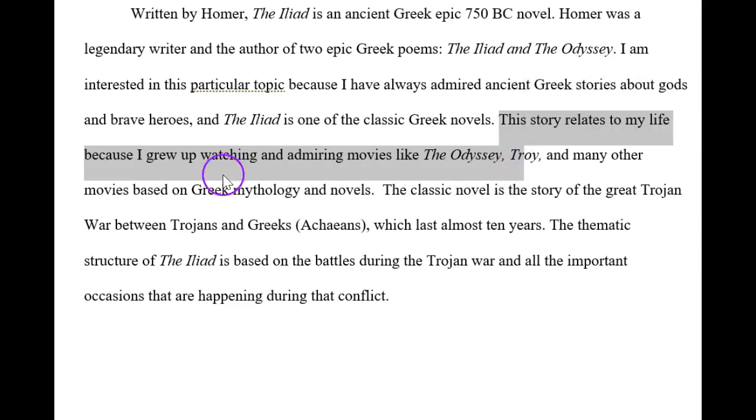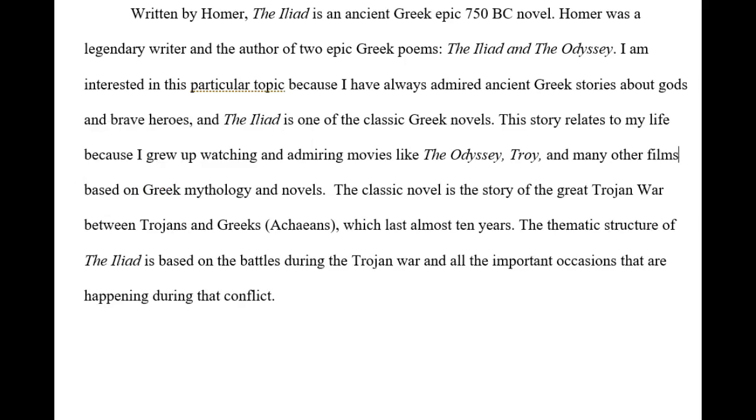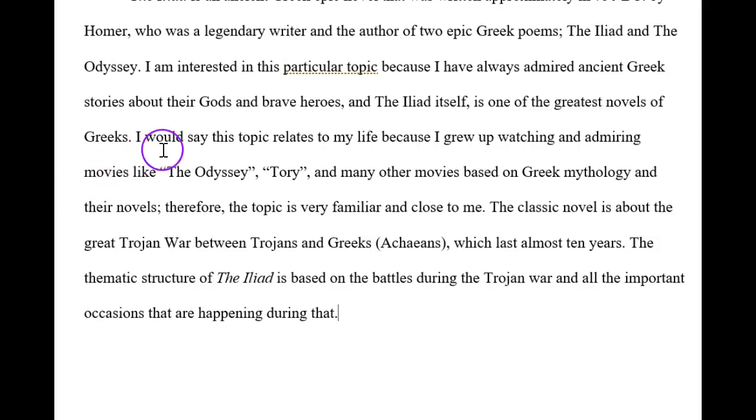This story relates to my life because I grew up watching and admiring movies like the Odyssey, Troy, and many other, we have movies, so let's fix that. And many other films based on Greek mythology and novels. That's a nice sentence, isn't it? Makes perfect sense. We don't have a therefore. We simply have somebody explaining how they relate to the particular topic that they've chosen. All right, let's go. As you can see, we didn't need all these extra words, and repeating movies. We wanted to tighten that up and make it clear.